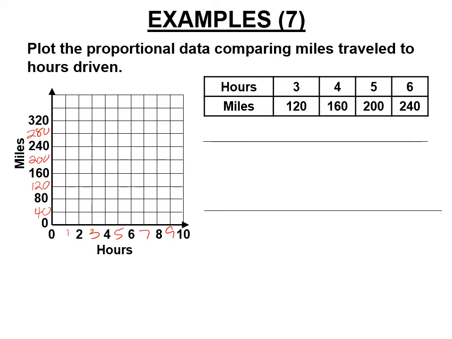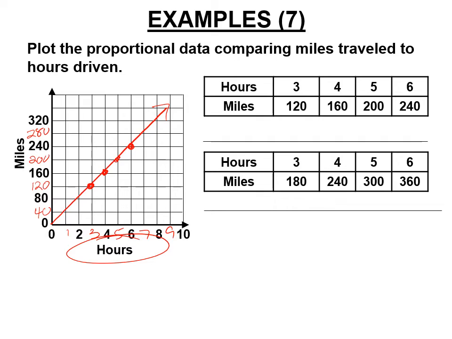Okay, so 3 goes with 120, right? The hours, we've been doing X. Hours is there, miles is there. 3 goes with 120. 4 goes with 160. 5 goes with 200, and 6 goes with 240. And we're going to draw a ray through the points. We're still going to, if it goes through 0, 0, then we're going to add 0, 0 to it. So, right, that was looking proportional.